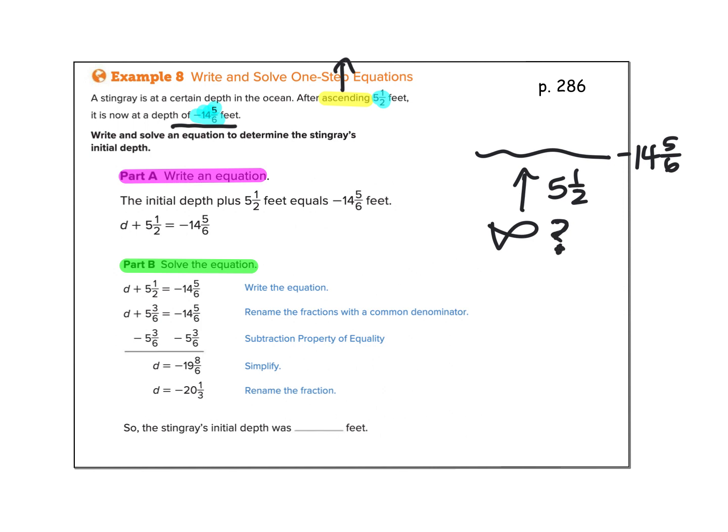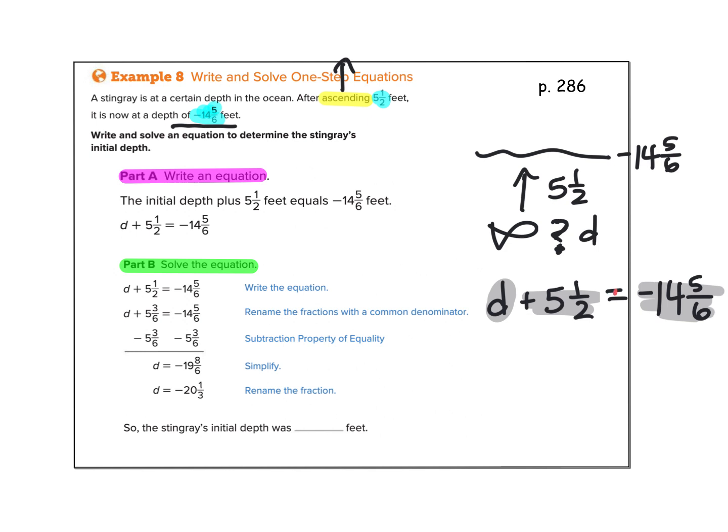So since I don't know that, I'm going to call that X or D. Well, actually they use D, so I'll use D. They do not know the original depth. So I'm going to start by saying, hey, here's my original depth. I went up 5.5. And now I'm at or equal to negative 14 and 5/6. So there is my equation. So again, I said, hey, my original depth was here. I went up 5.5, and now I end at negative 14 and 5/6.